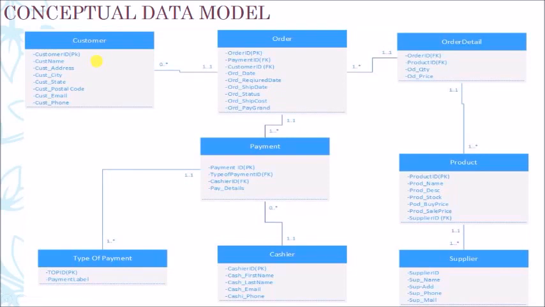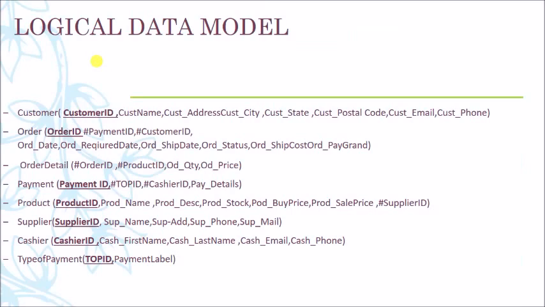Then I will tell you about the logical data model. In logical data modeling, it shows the table itself, with the primary key and the foreign key. The thing that I put in bold and underline is the primary key of each table, and the sharp symbol shows the foreign key.